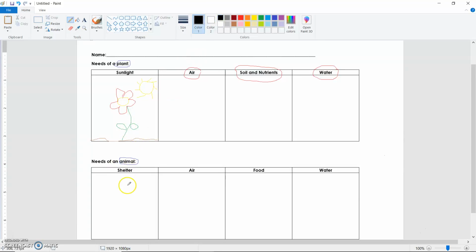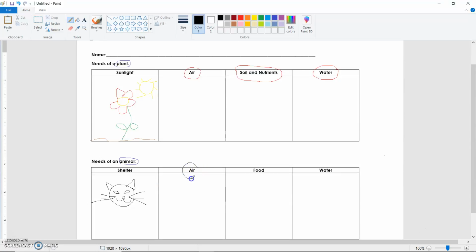For example, if you decide that your animal is going to be the kitty cat, how is the kitty going to get shelter? Kitty is a special kind of animal, isn't it? It lives with us. It's a pet. So how is it going to get shelter? Where is that shelter going to be?